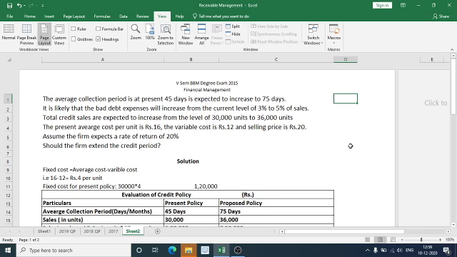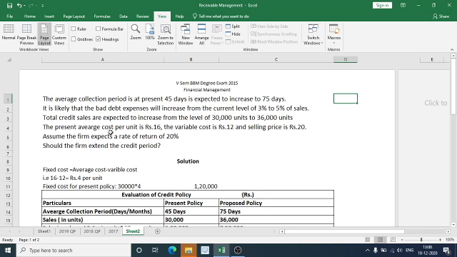A firm is there. The average collection period is presently 45 days, and they wish to increase it to 75 days. It is likely that the bad debt expenses will increase from the current level of 3% to 5% of the sales. Total credit sales are expected to increase from the level of 30,000 units to 36,000 units. So there is an increase in sales by 6,000 units.